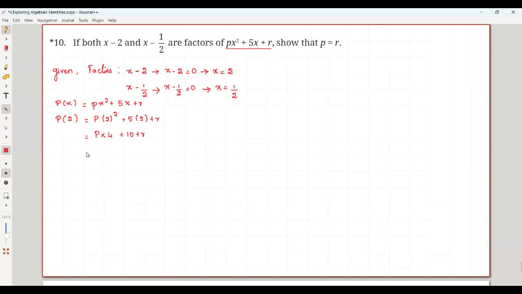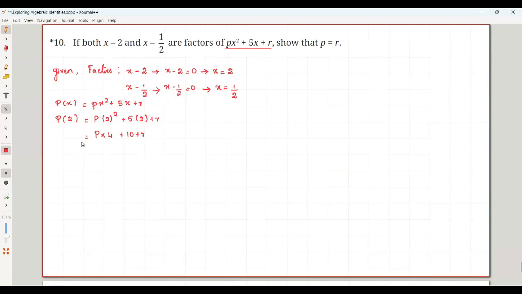Sir, should it simplify to minus 2? Minus 2, sir? No, this is x minus 2 is a factor. That means x will be 2. This is like the factor theorem, right? If x minus 2 is a factor, then P of 2 is equal to 0.